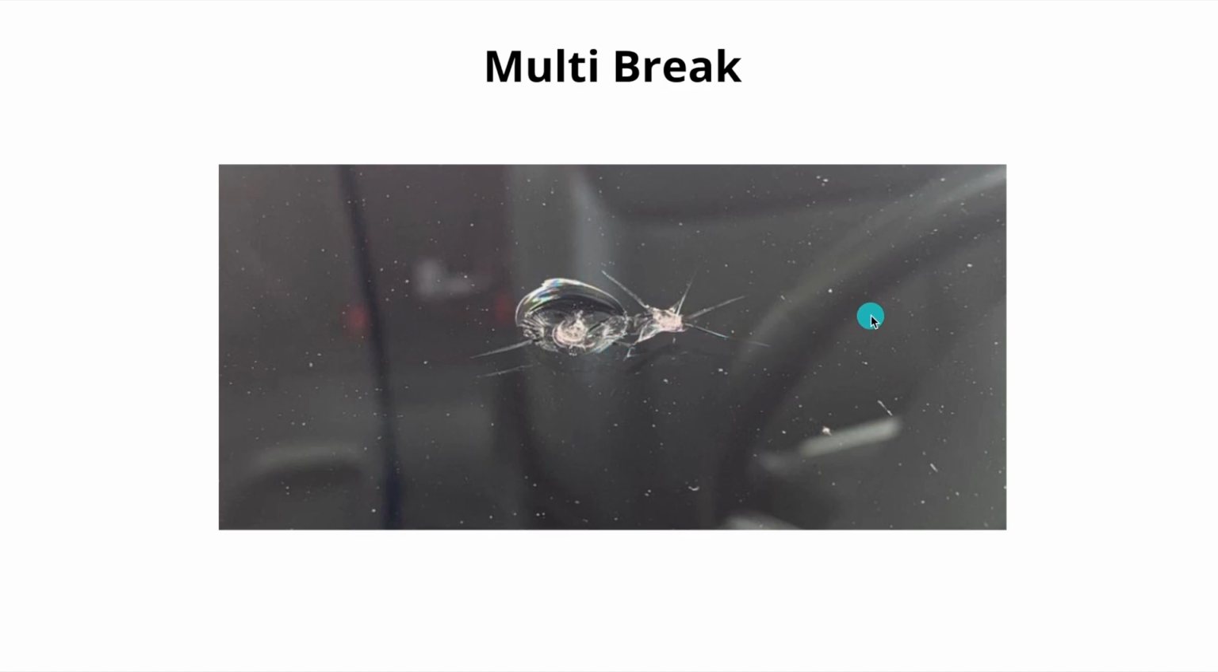Whatever the case may be, this is a multi-break. Essentially you've got to fill in both of these sides, so you're going to be putting the injector on one end, filling in this section of the chip, and then you can put it on this side and fill in this section of the chip. Same thing, you just have to fill in from two different points because there are two different impact points, and there's missing glass from each side.